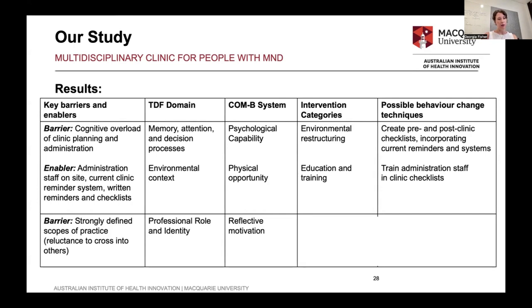And one final barrier that we found was strongly defined scopes of practice and a related reluctance to cross into other scopes. And that maps to people's professional role and identity and their reflective motivation. And this has come up in all studies I've done using the TDF, in that we're taught how we need to act as healthcare professionals for safety reasons. But that means that if there's overlap between our scope and someone else's scope of practice, it can sometimes be difficult to decide who's going to do what.